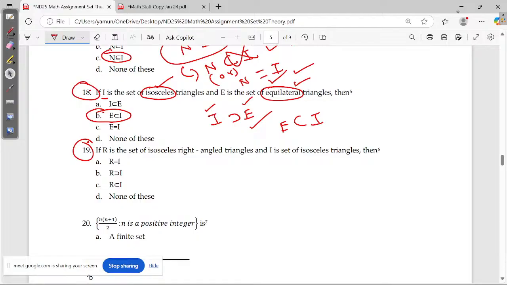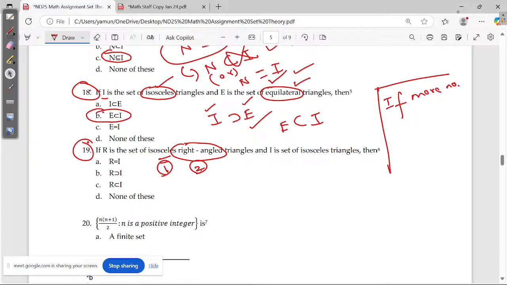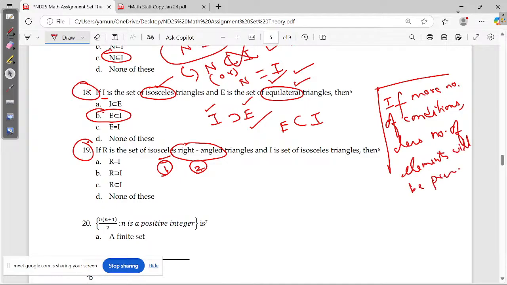Next, it is a set of isosceles right angled triangles. See, two conditions: first condition isosceles, second condition right angle. If the conditions are stronger, the set will be smaller. Please make a note of it. More number of conditions, obviously less number of elements will be present in the set.